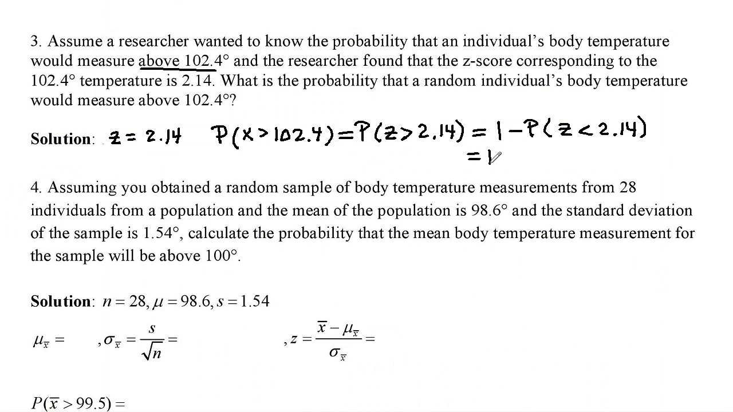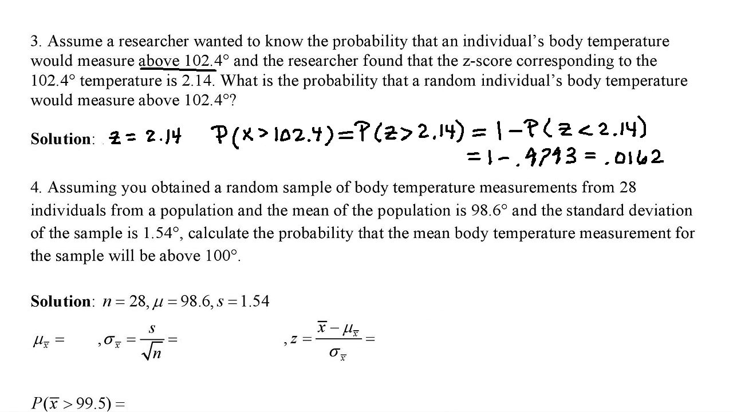So this is 1 minus 0.9793. And if we subtract those on the calculator, we get 0.0162. So that's a table problem.